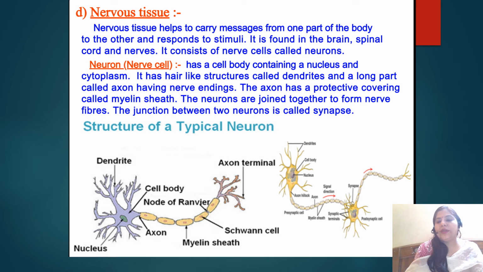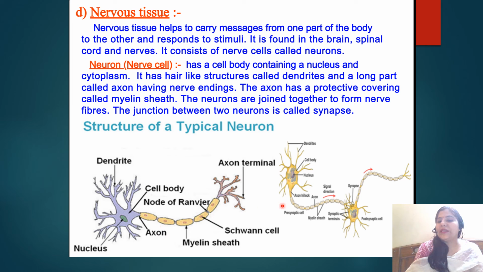So nervous tissue, let's understand nervous tissue here. Nervous tissue is basically helping in carrying the messages. This is the diagram of the nervous tissue. You can see in this diagram, this is the cell body in which the nucleus is there. These are the dendrites. These dendrites are helping in carrying the stimulus from the external environment, and this long tail is the axon on which the myelinated sheath is present, and these are the nerve endings.